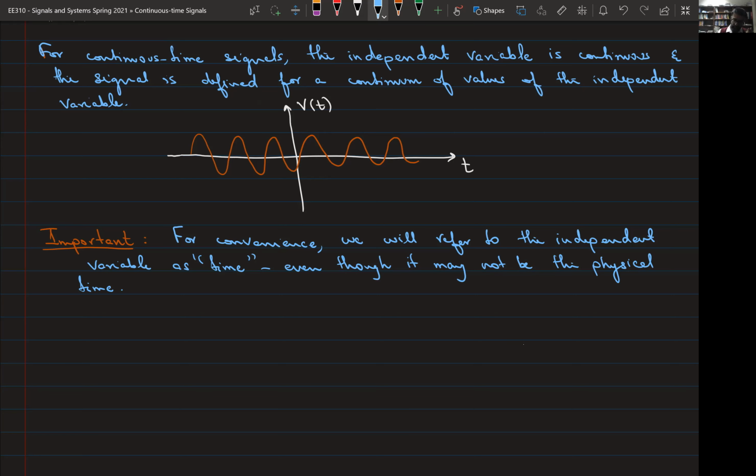All right. So the notation that we're going to use to represent a continuous time signal is the following. We're going to use this notation, x, parenthesis, and this here. So this is very, very similar to mathematics.